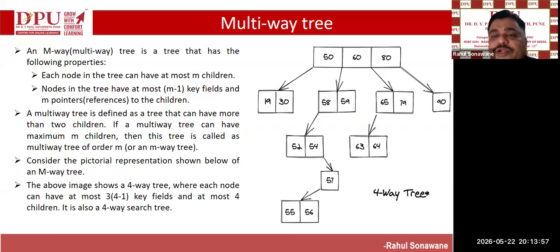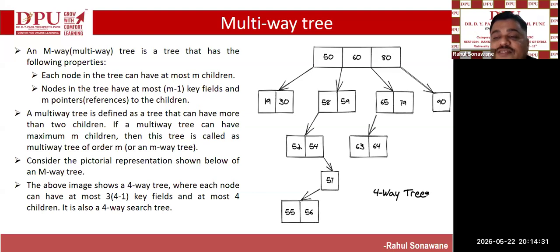There are two basic properties of the M way tree. First one is each node in a tree can have at most M children. Every node in the tree can have at most M children if the tree is of order M. Nodes in the tree can have at most M minus 1 key fields or values, and there will be M pointers, which are nothing but the children of that node.